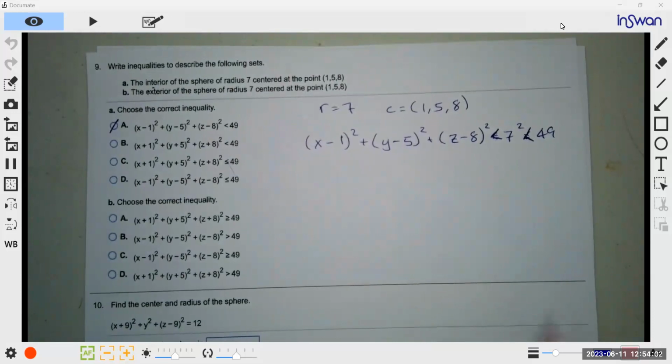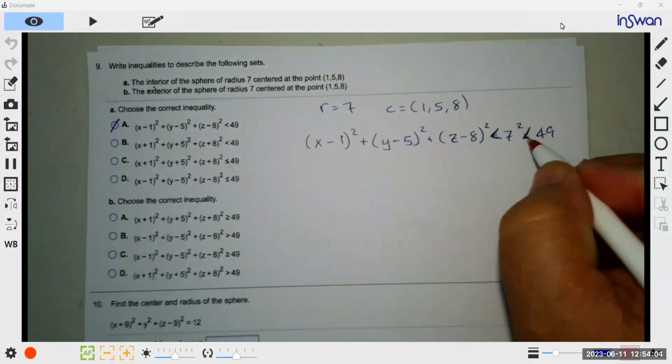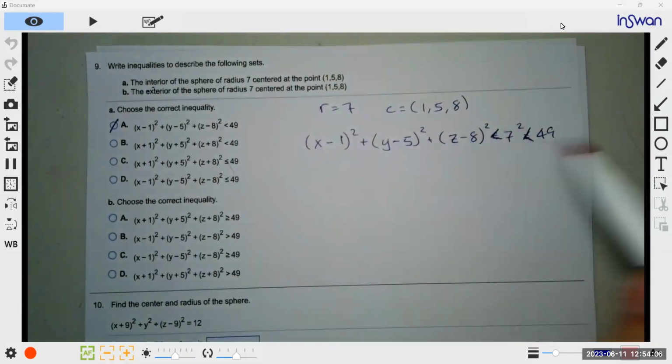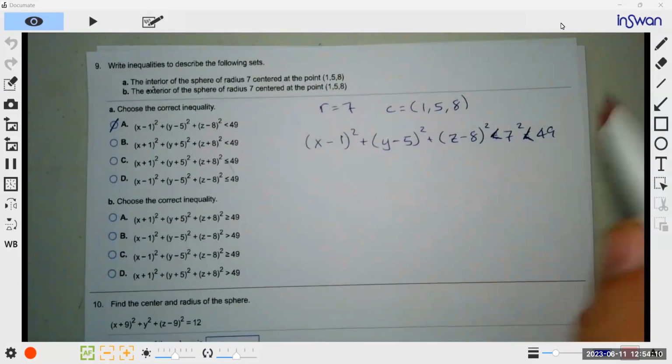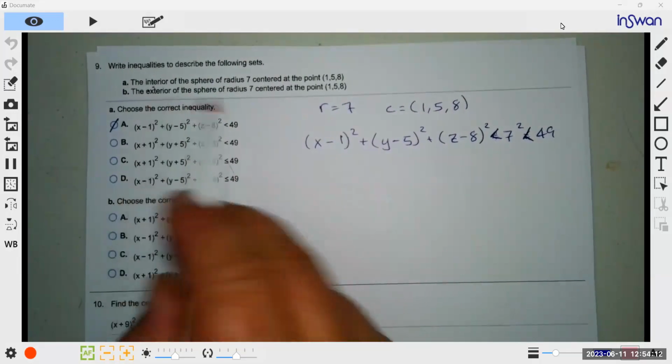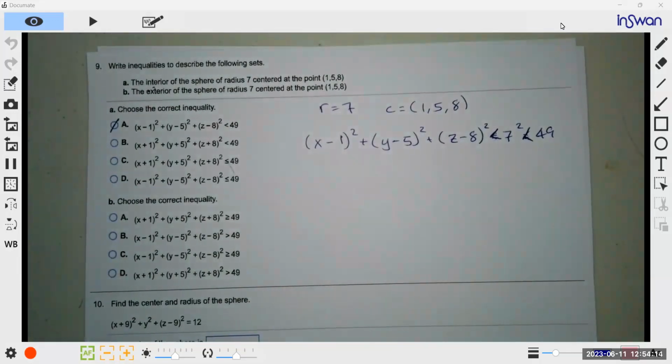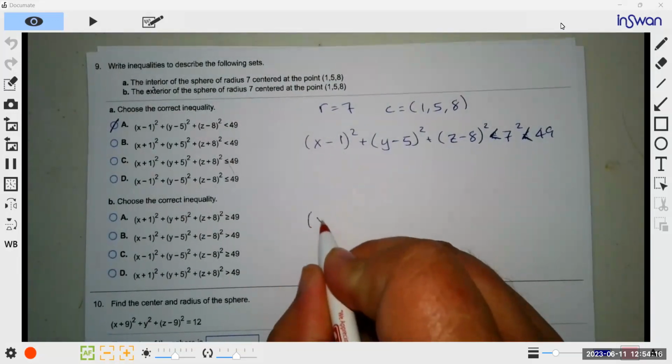But again, if it equals, that's the actual shell of the sphere. But we want only the interior, so it's less than. Conversely, if we want the exterior, we want everything outside of it, then we'll have the same equation.